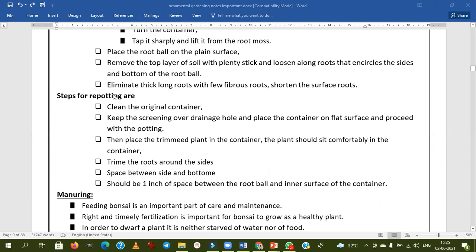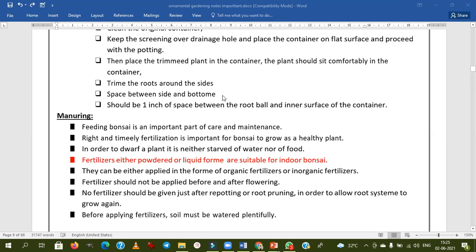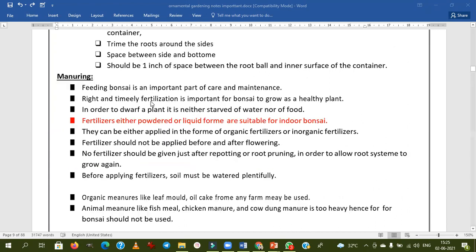The steps followed for repotting. First we should clean the container. Then we should look after the drainage holes. Then if we go for trimming or pruning, the root pruning, we should do that. Then we should ensure the root ball and inner surface of the plant in the container. Then we should tie the roots from the downside for support. If you use shallow containers, then only we will tie the roots from inside the container. Then we will add the soil mixture and water.